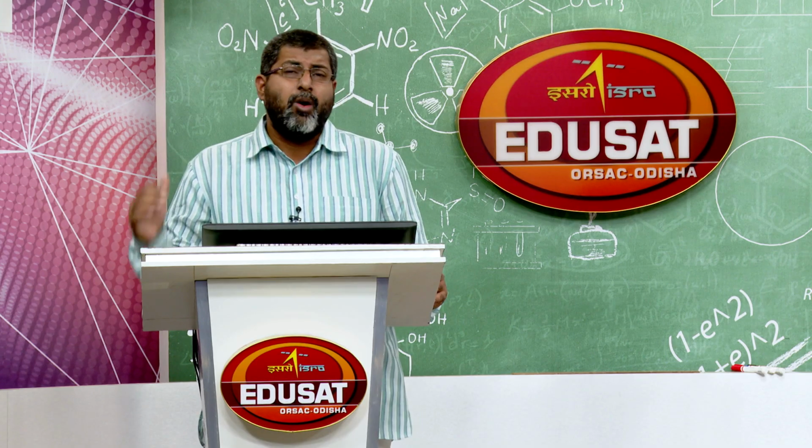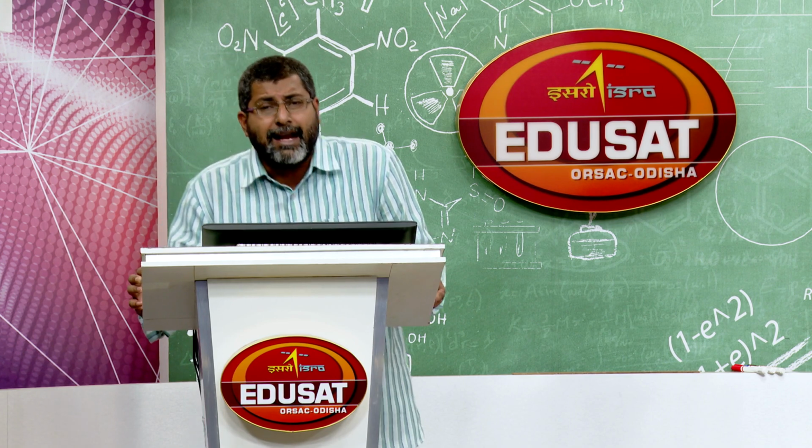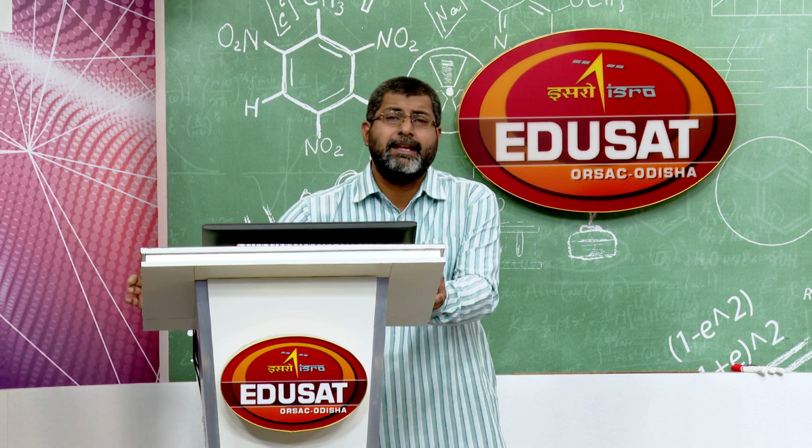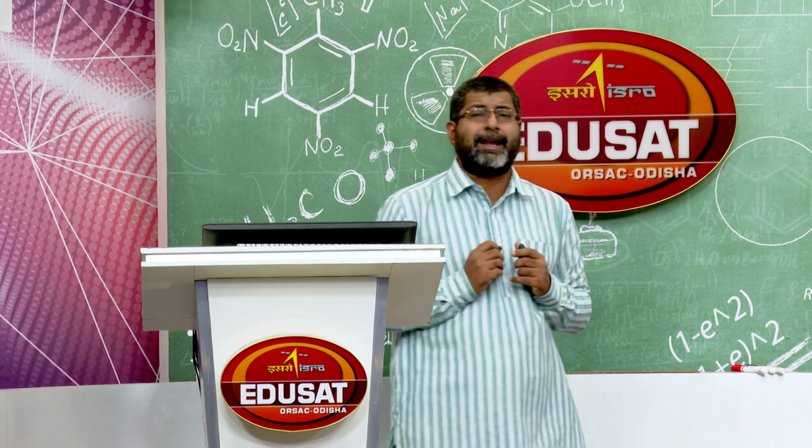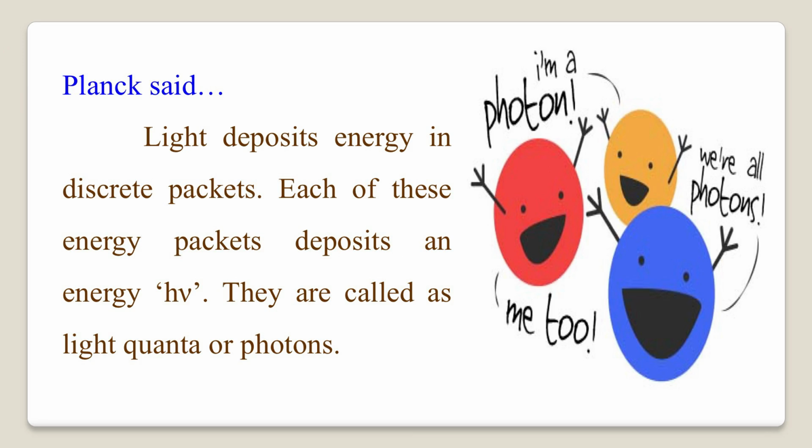Now, what Planck said is that light deposits energy in terms of discrete packets. Each of these energy packets deposits an energy equal to h nu. These energies are called light quanta. In the figure, you will come across a photon of blue light, a photon of red light, and a photon of yellow light.